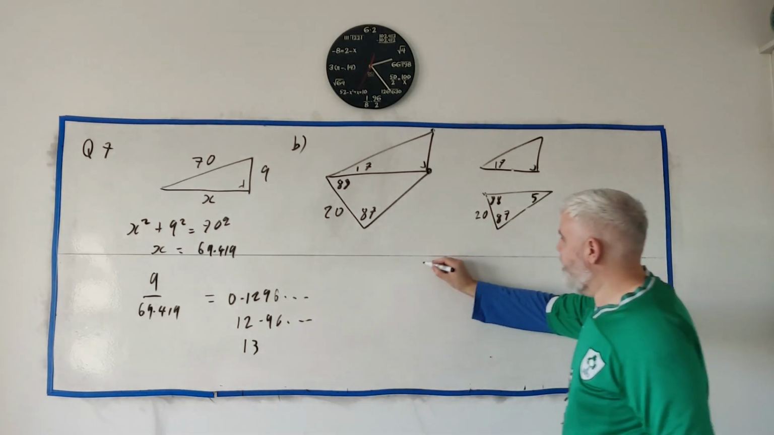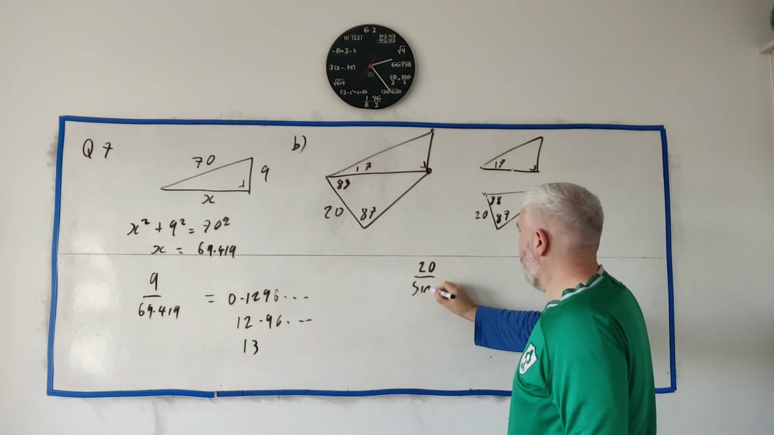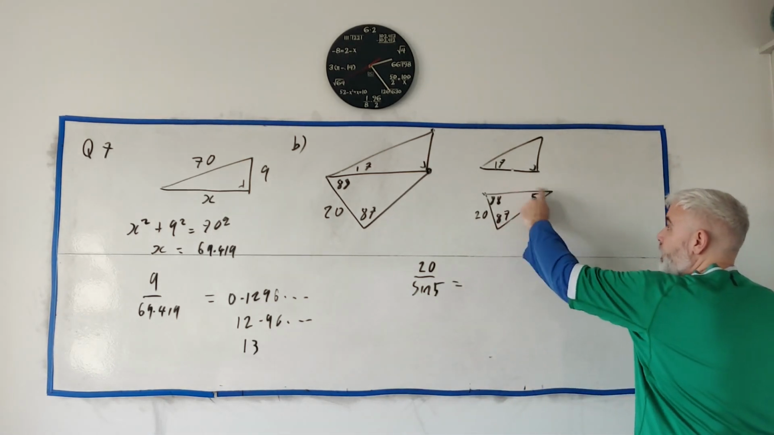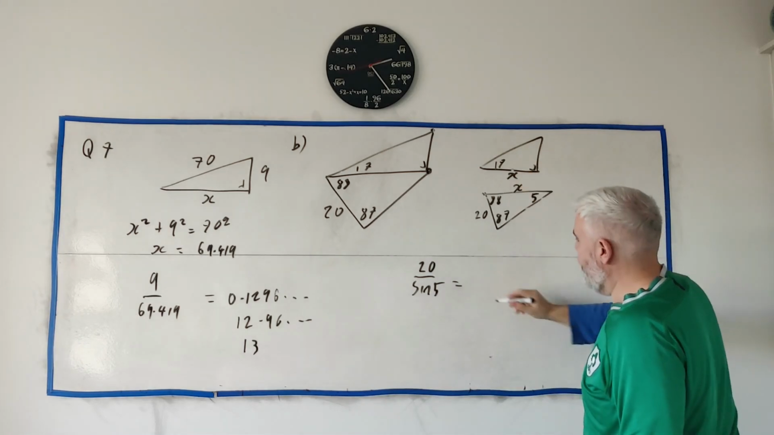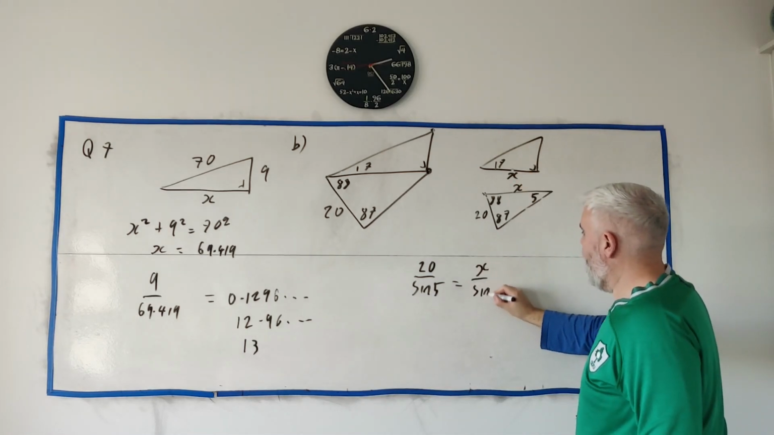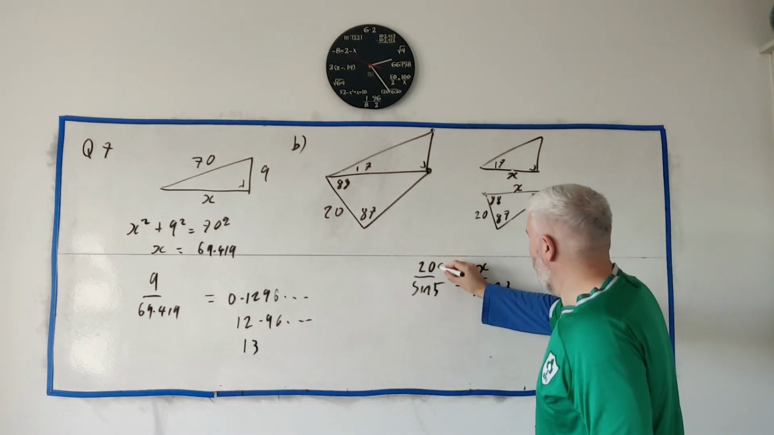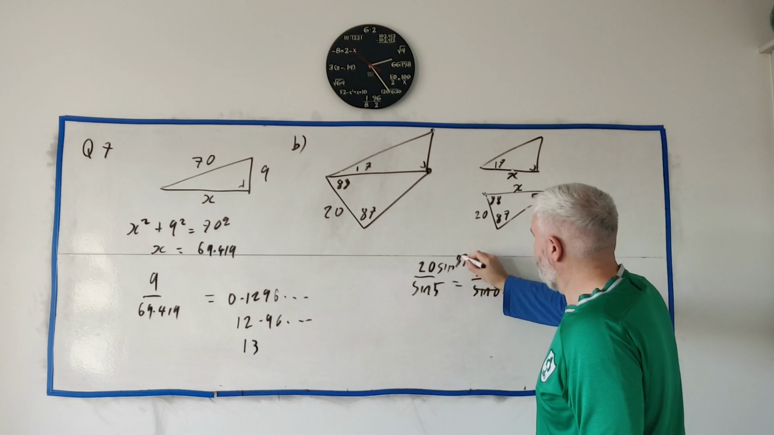So I have a length 20 divided by sine 5 must equal this length, whatever, let's call it x. It's x here. x divided by sine 87. Rearrange this, that comes up here, sine 87.